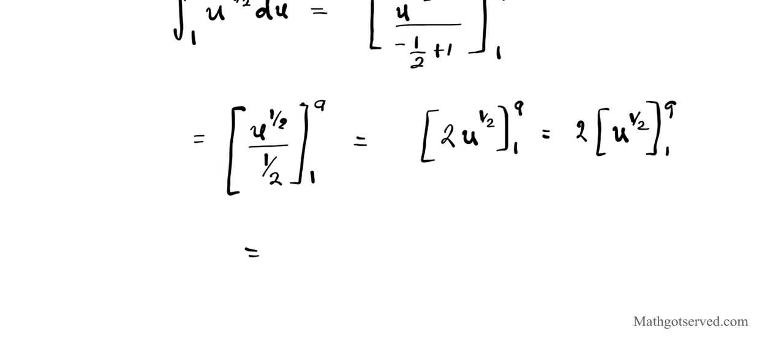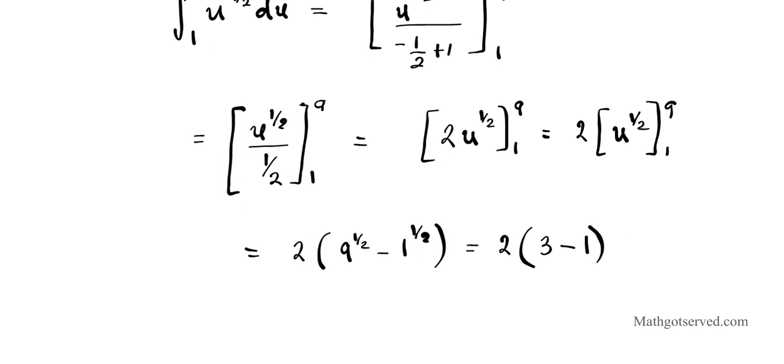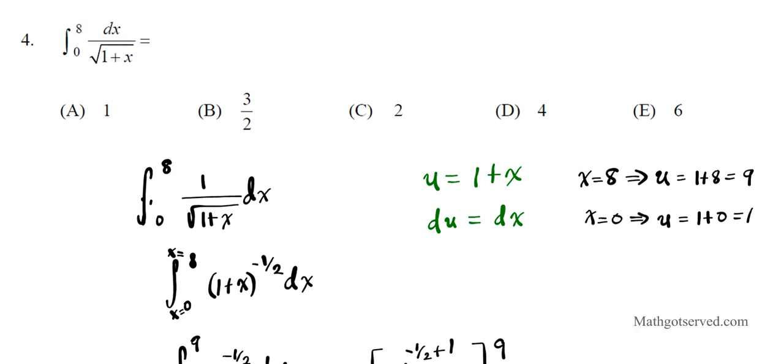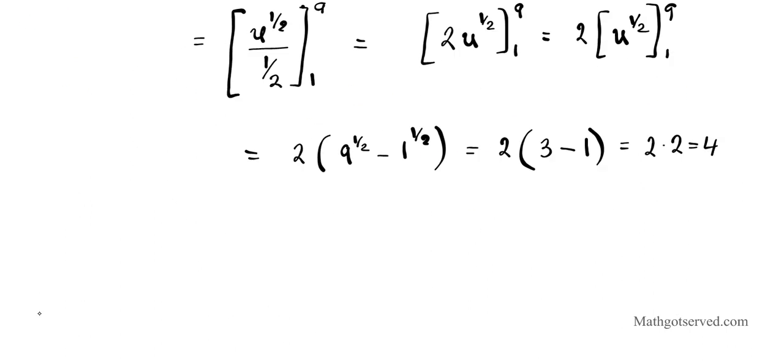Okay, so it's going to become 2 times, plugging in the upper limit, 9 to the 1/2 minus 1 to the 1/2. And that becomes 2 times, 9 to the 1/2 is just the same thing as the square root of 9, which is 3, minus 1 to the 1/2, which is 1. And then we have 2 times 2, and our answer is 4. Okay, so there you have it. All right, so scroll up. Our answer is option D. Option D is our answer for this one.